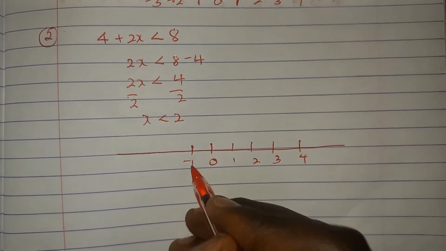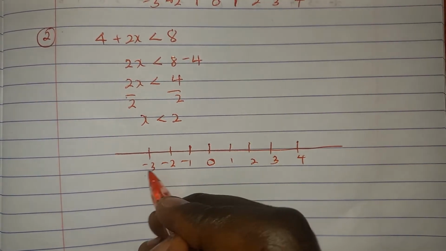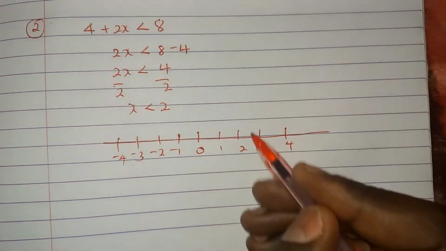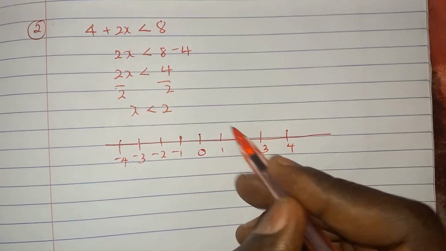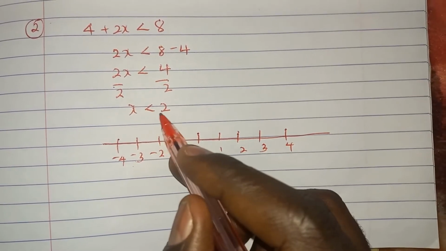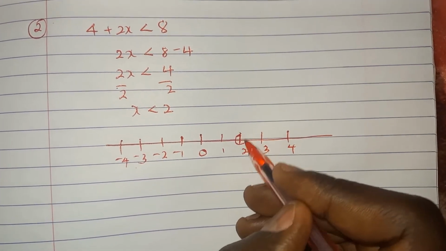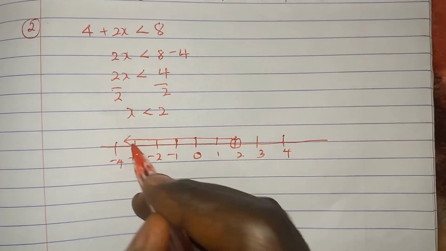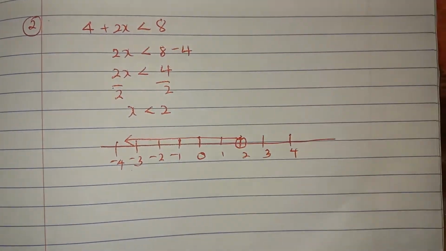Then we have x is less than 2. So we locate 2. And since x is not equal to 2, we draw an open circle and shade all points to the left of 2, because the values of x are less than 2.